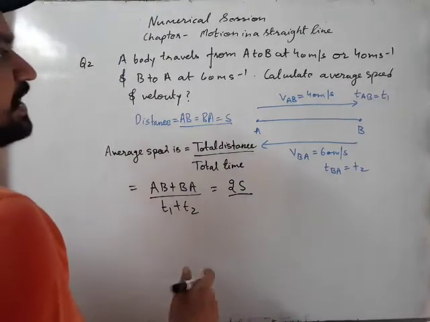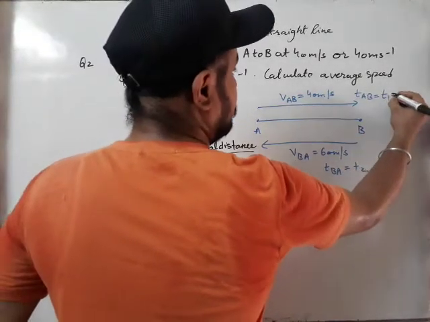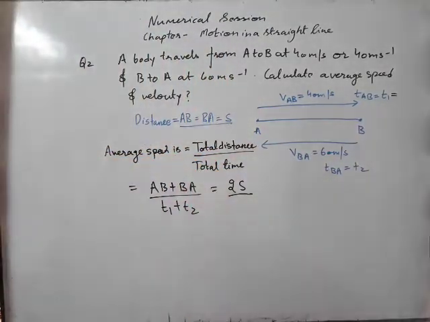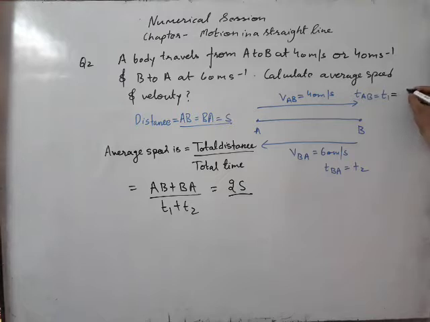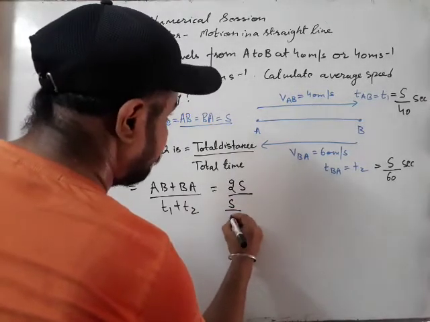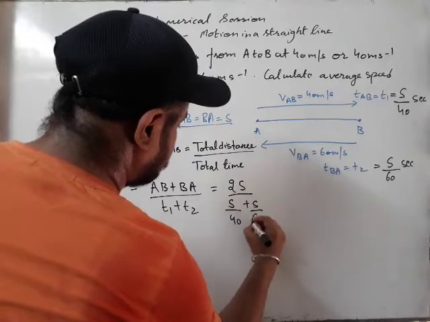Now here we will find out the value of T1. T1 will be equal to, what is time basically? Time will be equal to distance upon speed, or upon velocity. Distance is S from A to B and velocity is 40. So T1 will be S by 40 second and T2 will be S by 60 second. Now we will put the values of both the times, that is S by 40 plus S by 60.